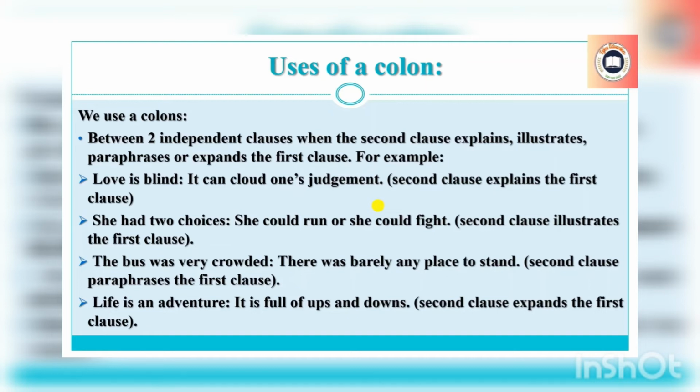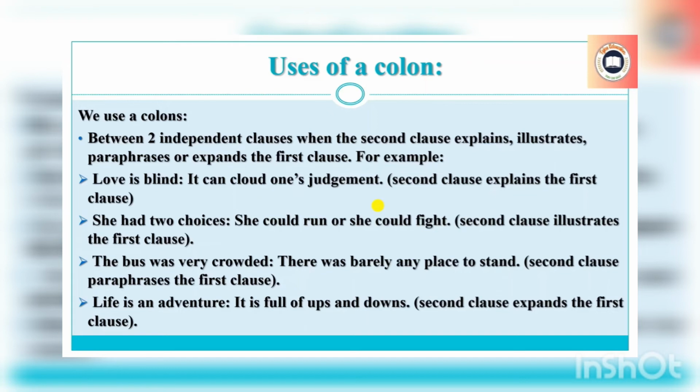The next example is, she had two choices. She could run or she could fight. Once again, you'll see two independent clauses here. And the second clause here is actually illustrating the first clause, because the first clause is telling you she had two choices, and the second clause is actually going on to list out these choices. So it's illustrating the first clause, and we will place a colon after the first clause and before the second clause, just like the first example, right? I hope you understood till this part.